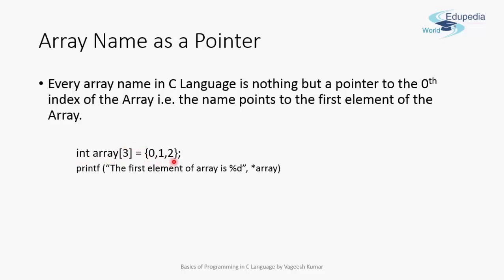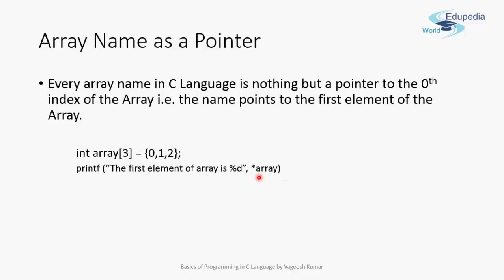There are three values inside this array: 0, 1 and 2. The first element of the array is %d, and we have printed it using the value-of operator, asterisk array. So what will this print? This will print 0. Why will this print 0?